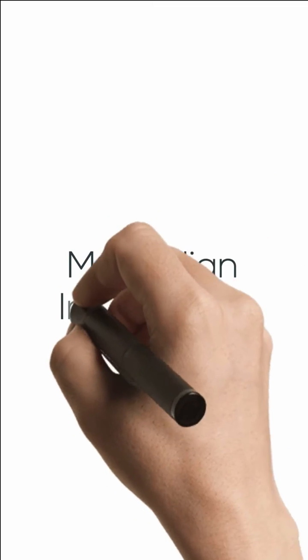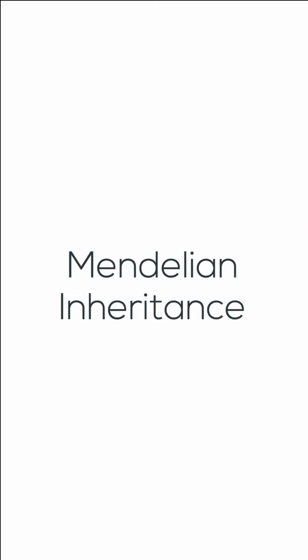Mendelian inheritance, first proposed by Gregor Mendel in the 19th century, is a collection of the fundamental laws of genetic inheritance. Studying the relationships between generations of pea plants, Mendel identified three main principles that they followed.